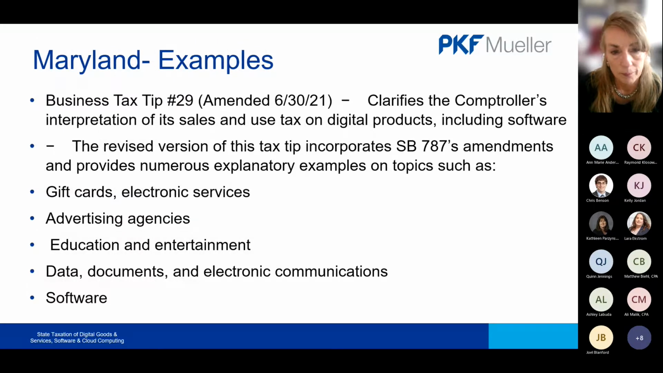So here are some of the examples. The revised version of its tax tip incorporates SB 787 amendments and provides numerous explanatory examples such as gift cards, electronic services, advertising agencies, again education and entertainment, and data, documents, electronic communications, and again, software. So those are the kind of examples out there.